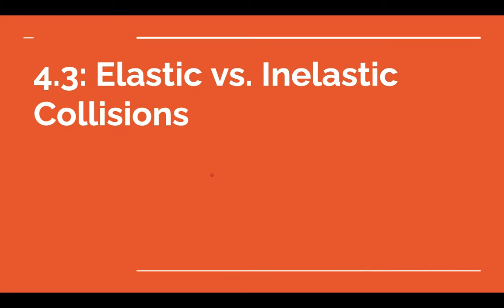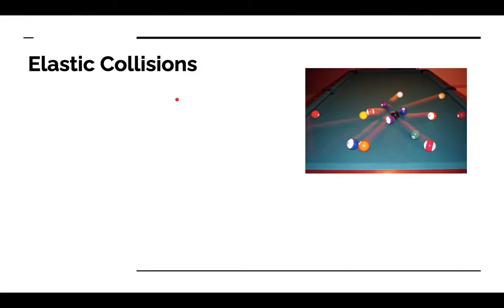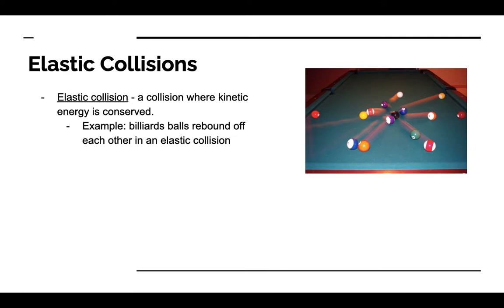Collisions involving conservation of momentum, specifically elastic versus inelastic collisions, the topic of 4.3. So, elastic collisions. An elastic collision is defined as a collision where kinetic energy is conserved. For example, if we look at billiard balls as they rebound off each other, billiard balls will tend to have the same speed before collision as they do afterwards, hence indicating to us that the billiard ball collision is elastic. I'll give you a second there to write that down. We don't have too much to cover here.